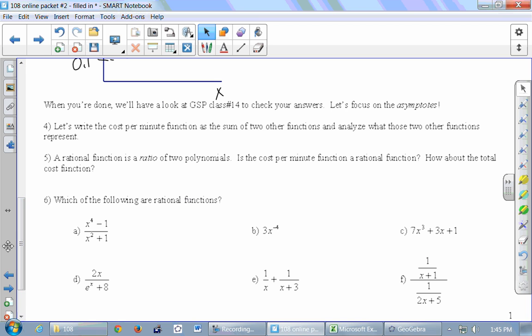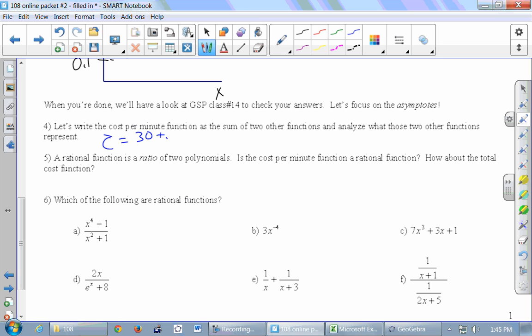Number 4, let's write the cost per minute function as the sum of two other functions and analyze what those two other functions represent. Okay, so I'll put the C-bar function here again. This is copied from above. And we know that we can split this up into two fractions. This is really 30 divided by x plus 0.1x divided by x. So that's just a fact about adding fractions. And then I'll cancel the x's in the second part. So it's 30 over x plus 0.1. Okay, so the average cost per minute is represented by this thing. All right, the 0.1 is the cost per minute that was given, it's 10 cents a minute.